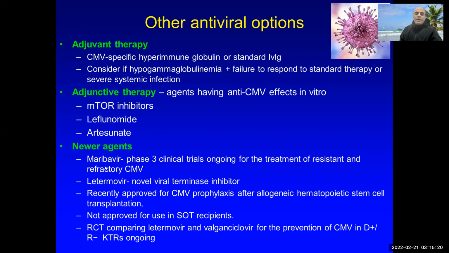Newer agents like maribavir, in phase 3 clinical trials for treatment of resistant or refractory CMV, is now approved by the FDA. Letermovir, a novel viral terminase inhibitor, was recently approved for CMV prophylaxis after allogeneic hematopoietic stem cell transplant, but not approved for use in solid organ transplant recipients. Randomized controlled trials comparing letermovir and valganciclovir for prevention of CMV in donor positive, recipient negative kidney transplant are ongoing.